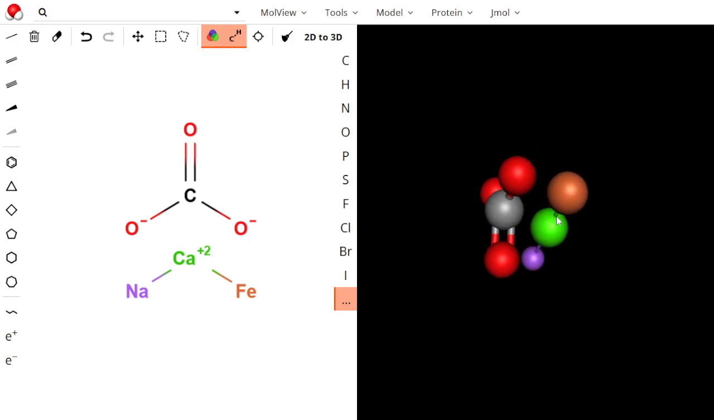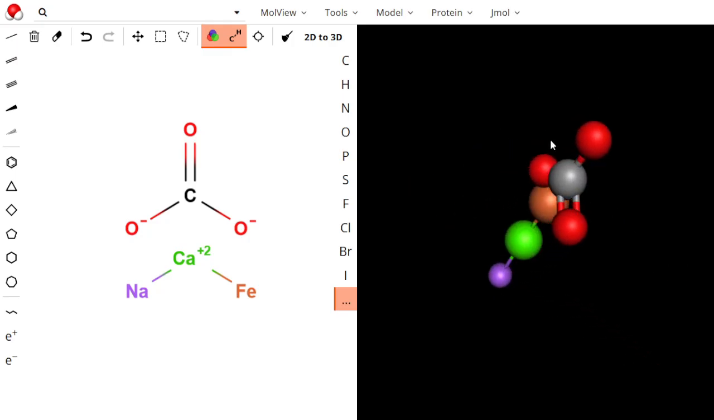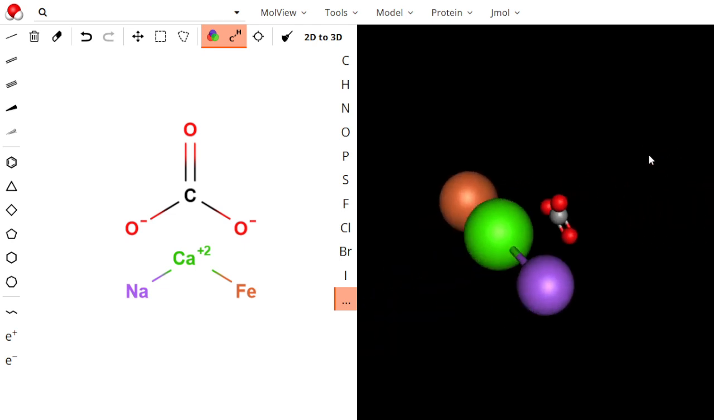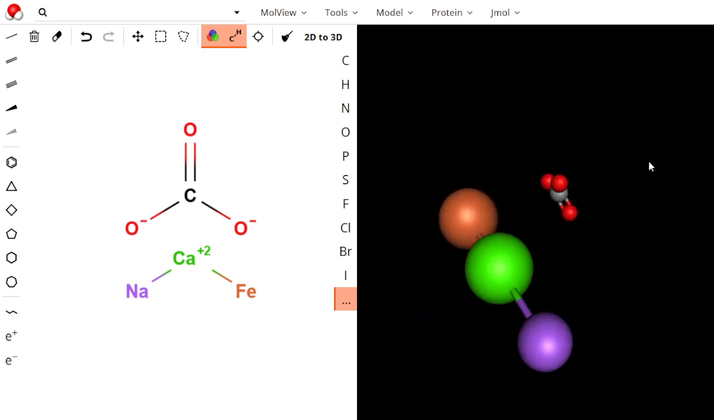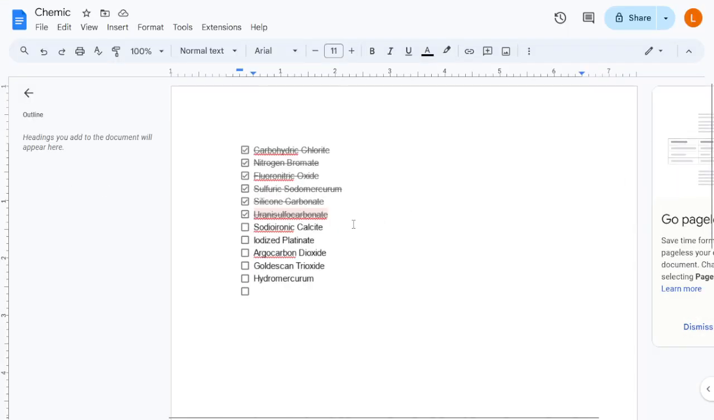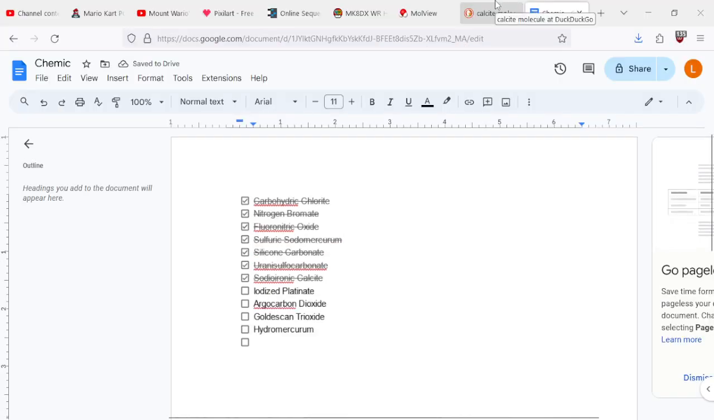There we go. Negatively charged oxygen atoms don't have those weird extruding sections, so it's all perfectly clean and no white stuff. I'm gonna stop talking. There we go. Sodioironic calcite, which kind of just sounds like, oh yeah, it's sodium ironic, but no, it's sodioironic calcite. Get it right, Google. It doesn't exist. Don't look it up.